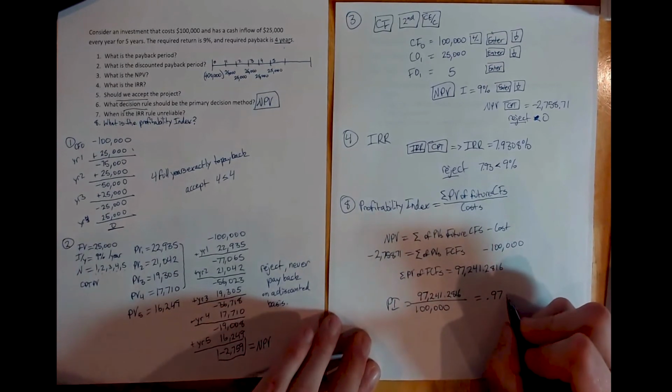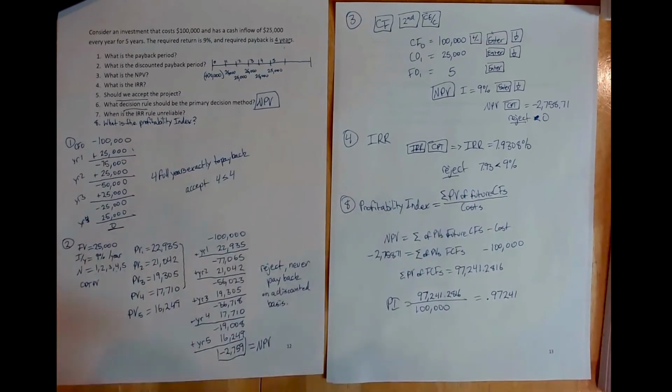And we get 0.97241. And the way we interpret the profitability index is: how much do we make for every dollar that we invest? And again, we see that this is a project that's going to be a bad one for us, because this says we make $97 for every dollar that we invest, every dollar of cost. 97 cents for every dollar means we're losing 3 cents for every dollar we invest. And so we should reject this project.